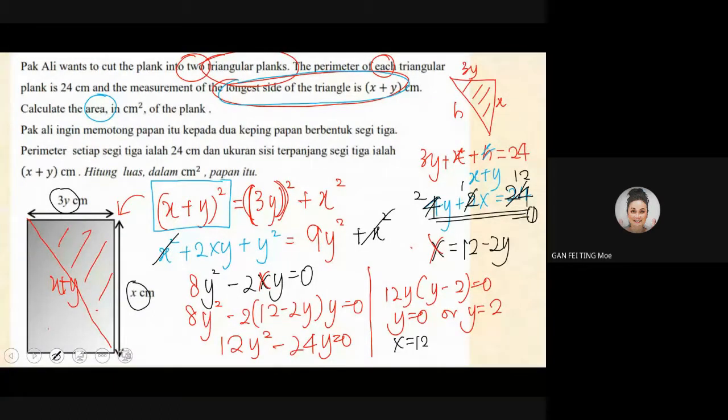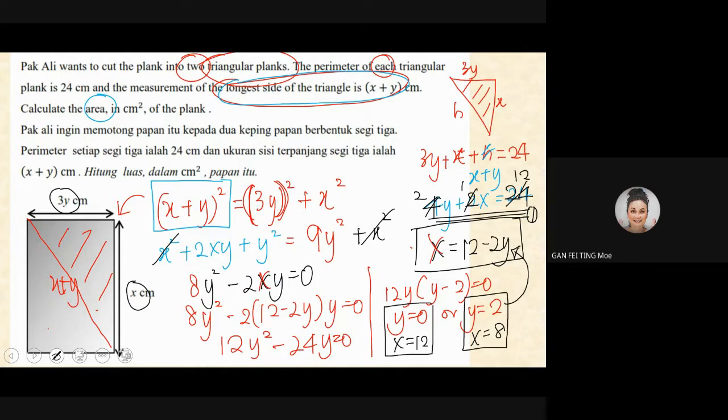When your y is equal to 0, your x is equal to 12. And when your y is equal to 2, sub the 2 into here. 2 times 2 is 4. So 12 minus 4, you get x equals 8. So this is one pair of your answer. Which is your answer?